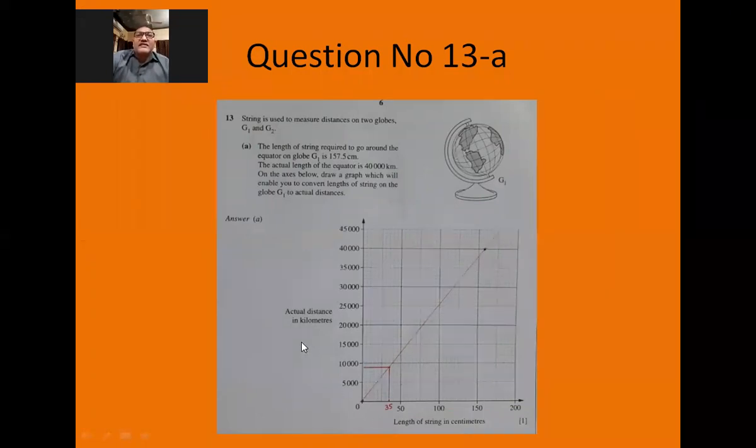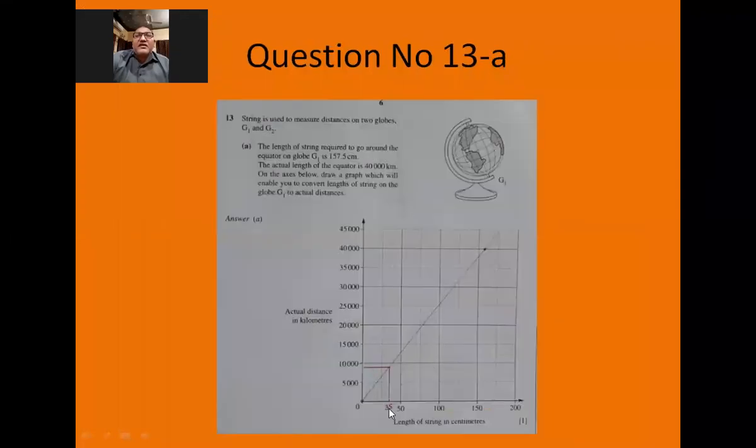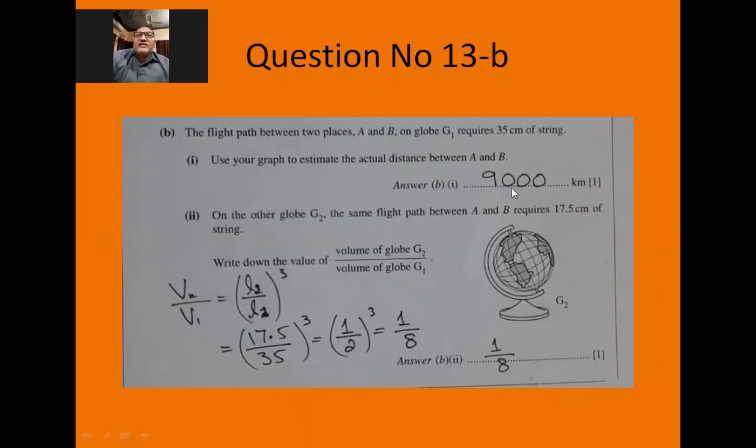Then they say that the length is 35. So here is that 35. From here I come here, then I go to there, and then I check what's the actual distance. That will be, I think, 9,000. So that will be my answer. So this is how you find for 35 centimeter the actual length on the graph, and that will be 9,000 kilometer.